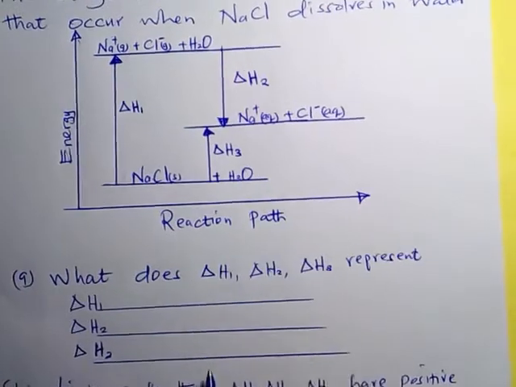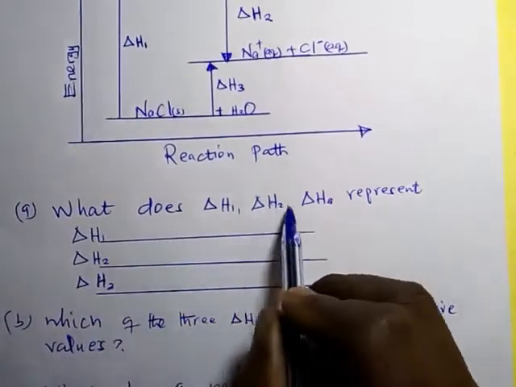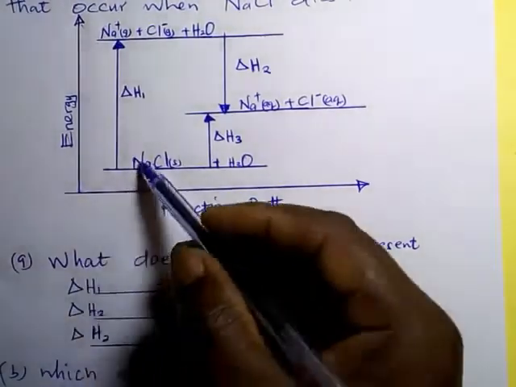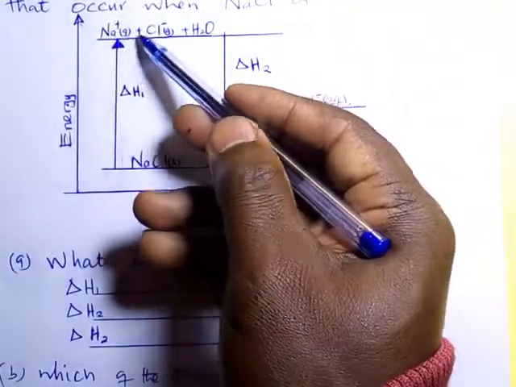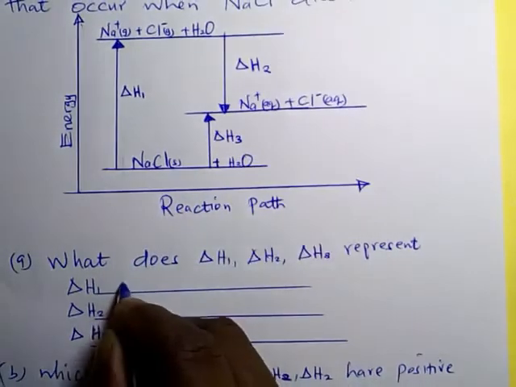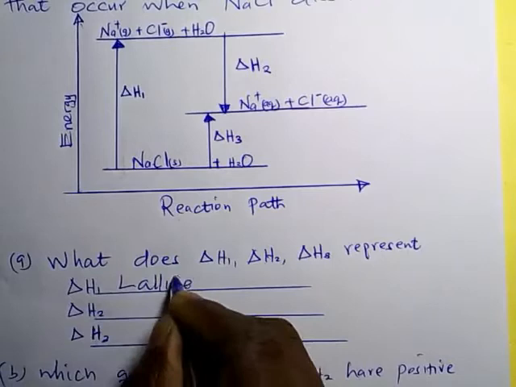Now let us go to the question: what do H1, H2, H3 represent? Let us go back. H1: the bonds are broken into gaseous form. Which energy is that? That one is lattice energy.